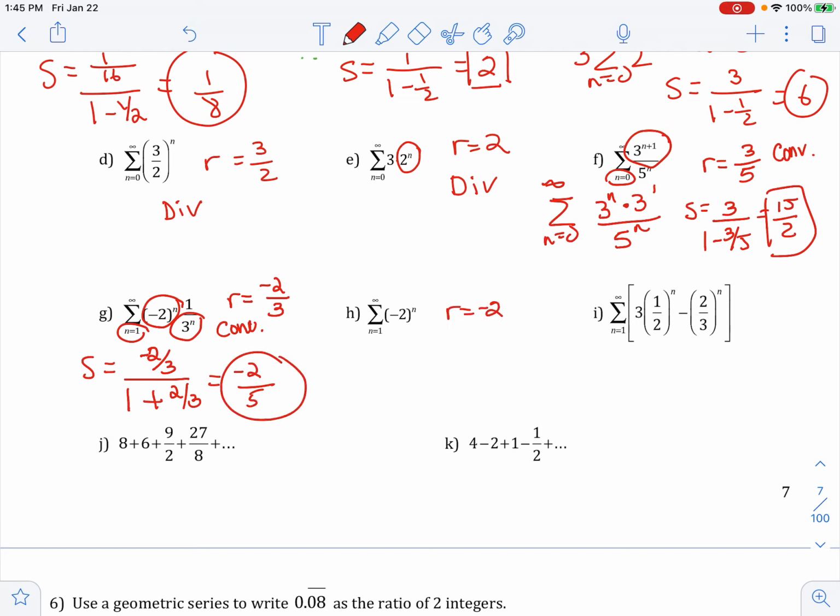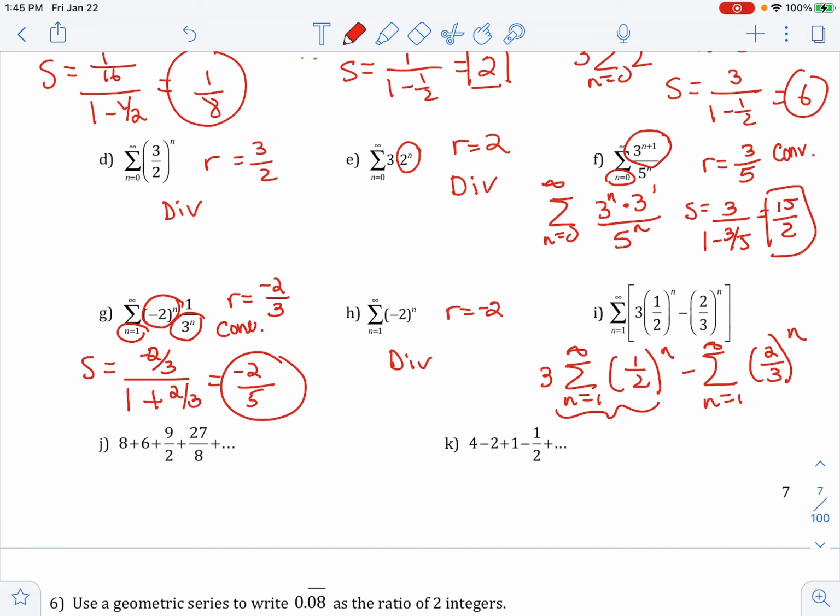R here is -2. There is no sum, so we say it diverges. Here, I'm going to split this up. Let's do this. Pull that 3 out. And then you are subtracting, so we can go ahead and split this up into 2 separate pieces. So let's do each piece separately.